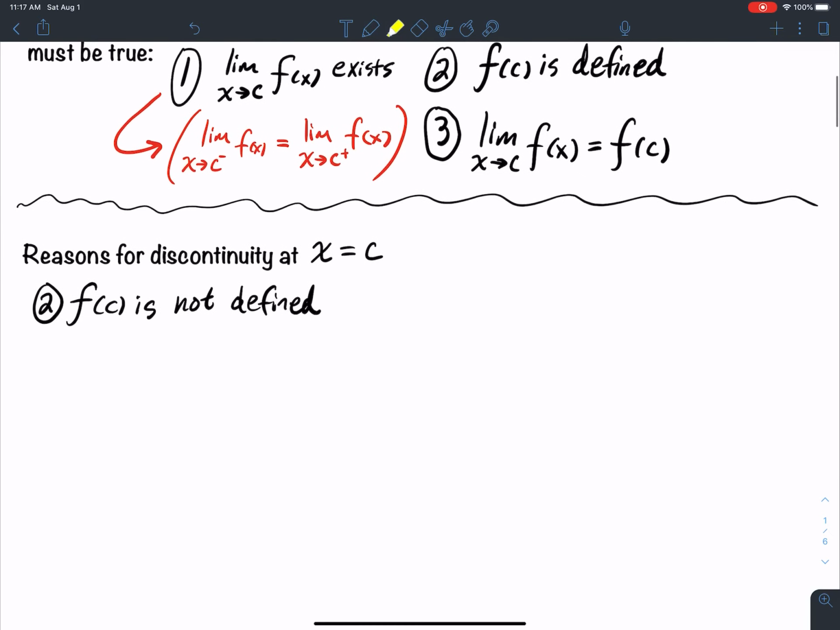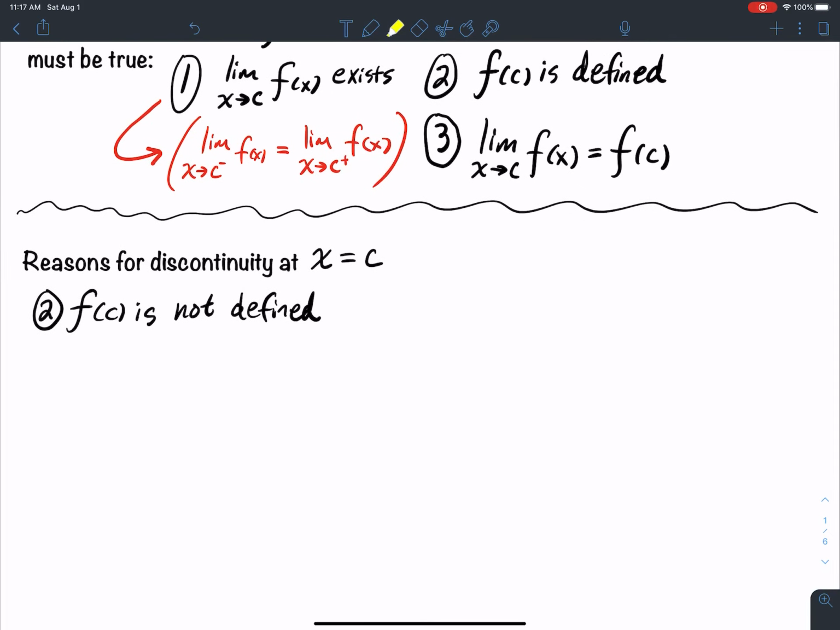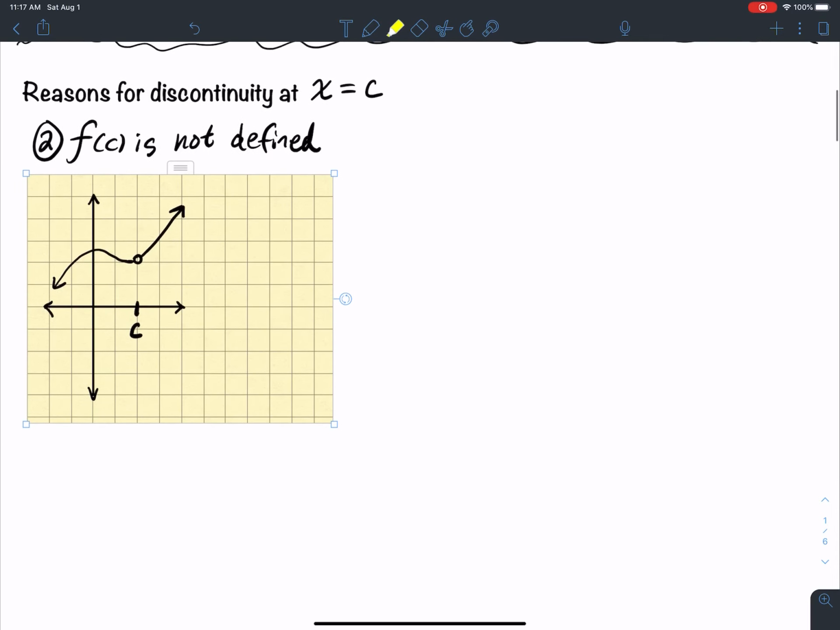So first reason, this is the opposite of number two. So instead of f being defined, f is not defined. So what does not defined look like? One example of not being defined at c, you go to plug in c, but guess what? There's a hole there. Well, you might be saying, well, Mr. Clark, you said you could draw something that's continuous without picking up your pencil. Well, technically, when I'm drawing this curve, I have to stop here, pick up my pencil, and then draw on the other side.